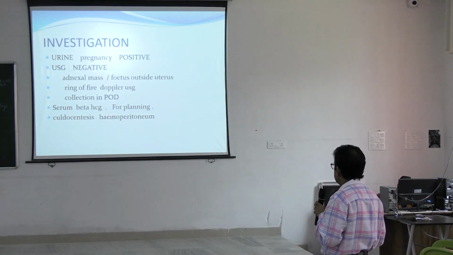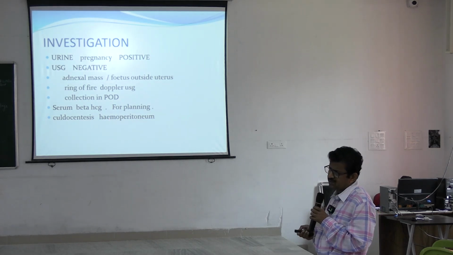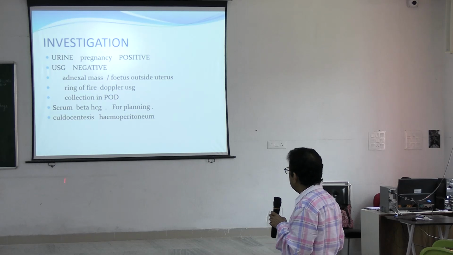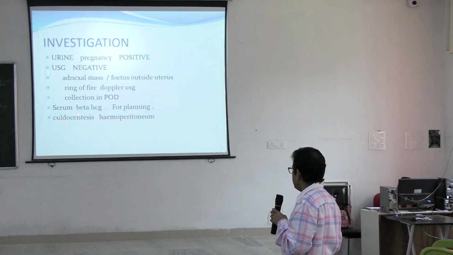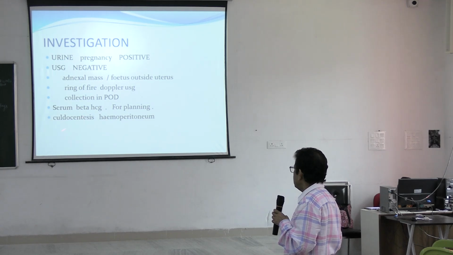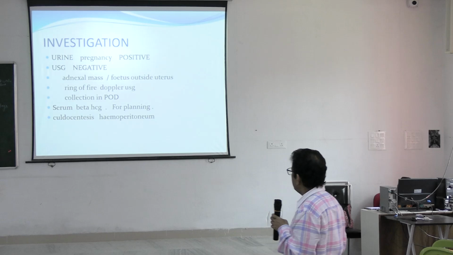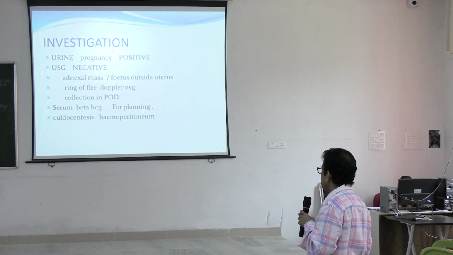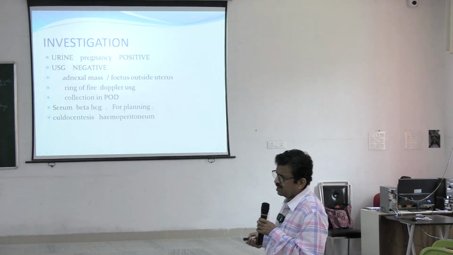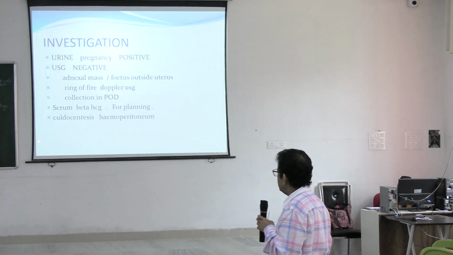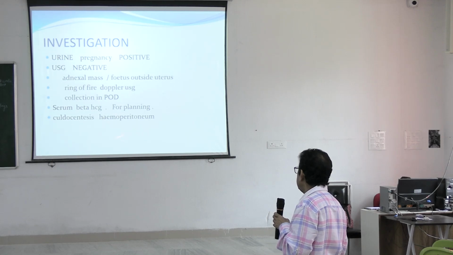And culdocentesis, that means hemoperitoneum, blood within the pouch of Douglas, if it is detected by USG, it can be punctured through the posterior fornix, pouch of Douglas, with an 18 gauge needle. If blood is detected, the most likely diagnosis is ectopic. It may be due to corpus luteum cyst rupture, or splenic rupture or anything else, but this hemoperitoneum is very important.